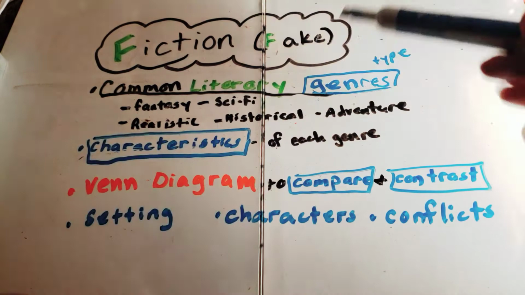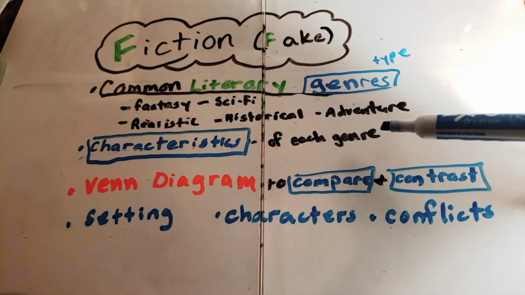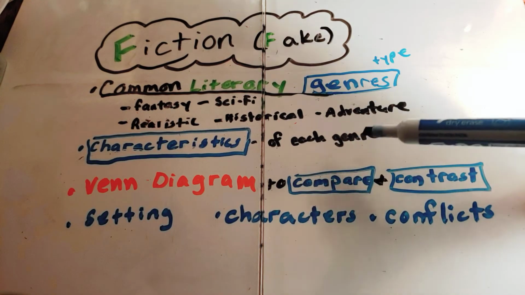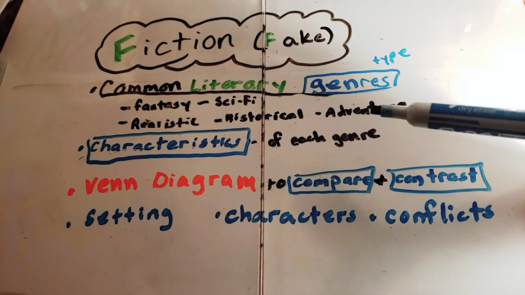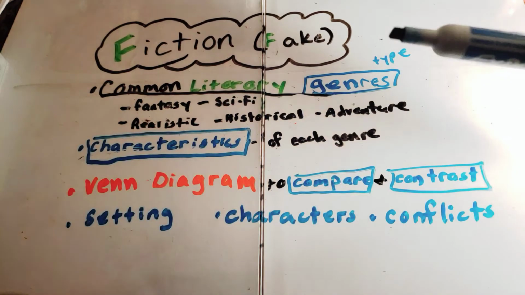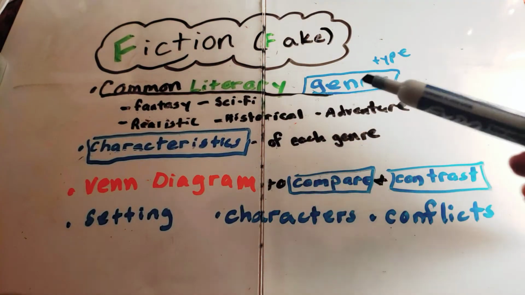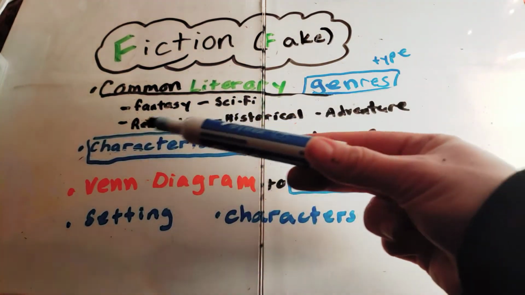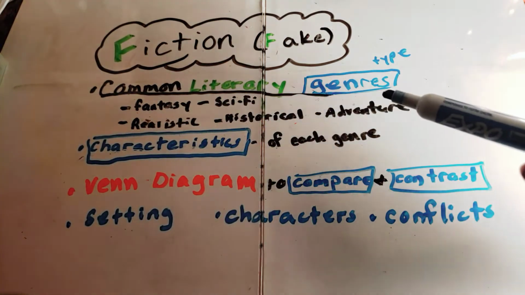We also went through some characteristics of each genre. Characteristics are just descriptive details that let you know which one you're talking about. Just like you and I have characteristics. We might have black hair, short hair, we might be polite, we might be silly. Each of those are characteristics that we use to differentiate each other, and each genre has characteristics as well.